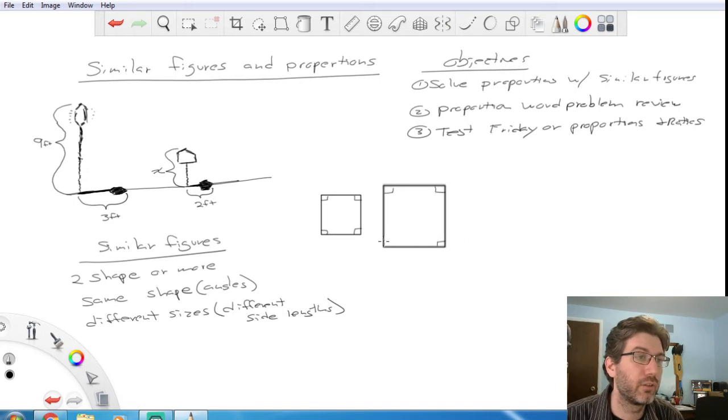Those are 90-degree angles. This side is equivalent to this side, which is equivalent to this side, which is equivalent to this side. And this side here is equivalent to this side here, which is equivalent to this side here, which is equivalent to this side here. So they're both squares. They're just different size squares.